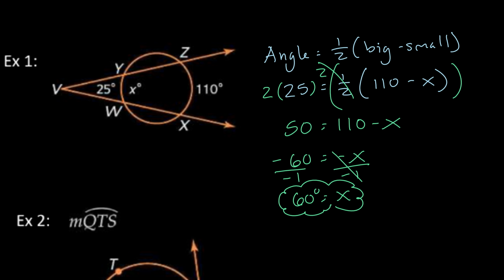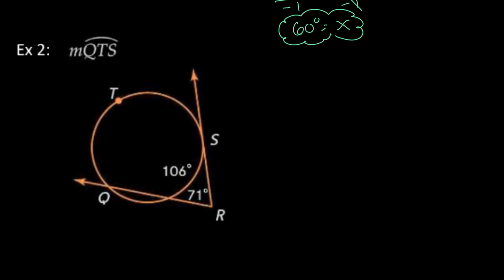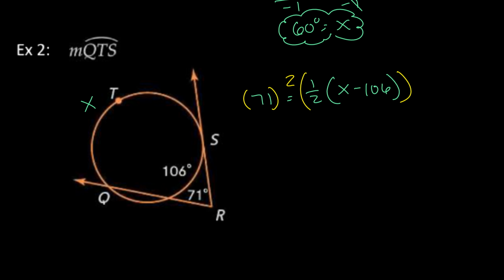Ready for the last one? So we have the angle, which is 71, is equal to 1/2 of, what's our big arc? That's what we're solving for, right? That's our x, minus the small, which is 106. What can I do to both sides to get rid of that 1/2? You're right. So it's x minus 106. And then I multiply both sides by 2 to get rid of the 1/2. So 2 times 71 is?